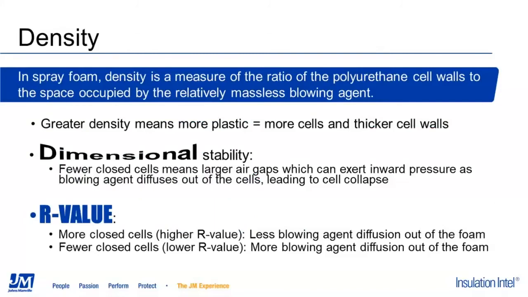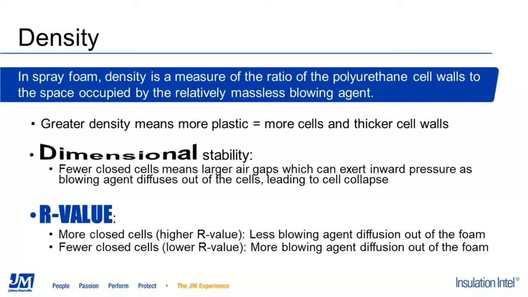First, I'm going to define density. In general terms, density is defined as the mass per unit volume of a substance. But what does this mean in the context of spray foam? Pure polyurethane is used in many applications all around us, such as bowling balls and coatings. The density of pure polyurethane is close to 65 pounds per cubic foot, and it's an extremely dense substance.